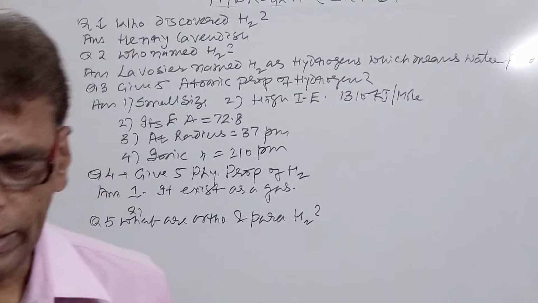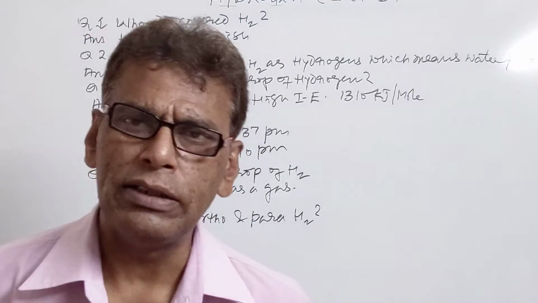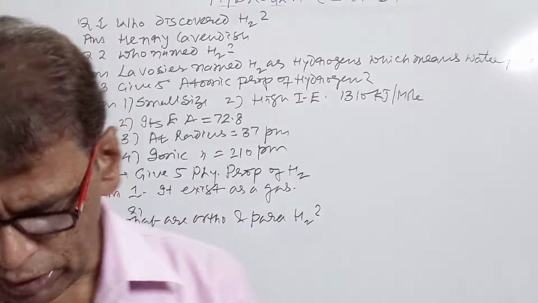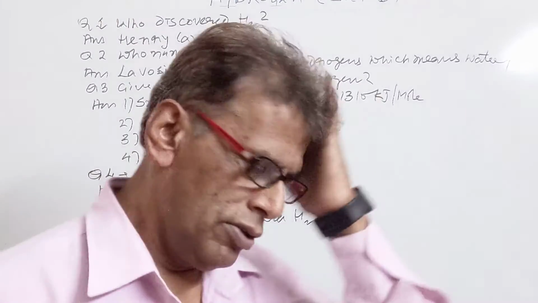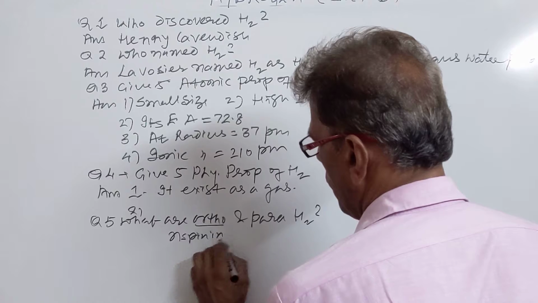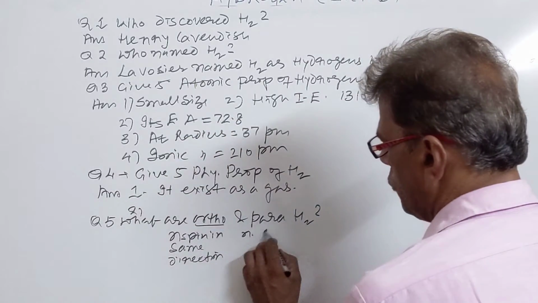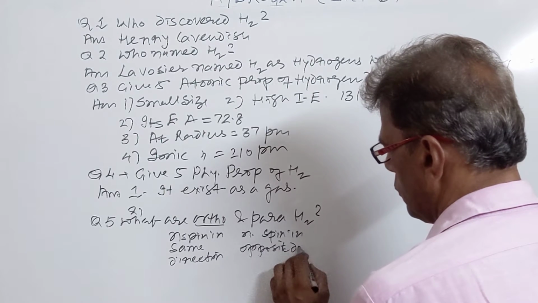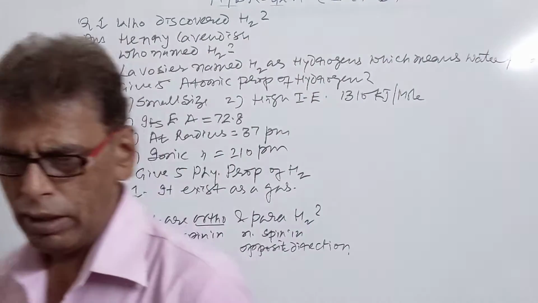Orthohydrogen is that hydrogen in which the nuclear spin of the two atoms of the hydrogen molecule is in the same direction. That is called orthohydrogen. If the nuclear spin of the two hydrogen atoms of the H2 molecule is in the opposite direction, then that hydrogen is called parahydrogen. So nuclear spin in the same direction, and nuclear spin in opposite direction. These are called ortho and para hydrogen molecules.